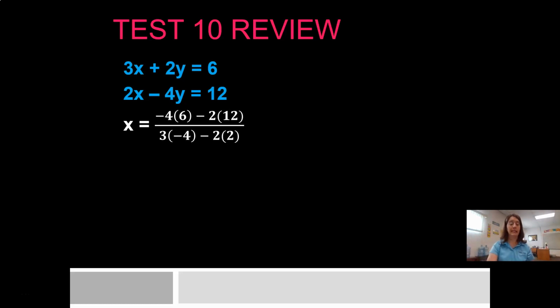Remember, the letters went in order, A, B, C. So -4 times C1. So from the first equation, the C is the number 6. And then minus B1, the B from the first equation was the number 2, times C2. From the second equation, the C was the number 12. Filling in the denominator. A1 was the number 3, B2 was -4, minus A2, which was 2, times B1, which was the number 2. Now it's just a matter of doing my arithmetic.